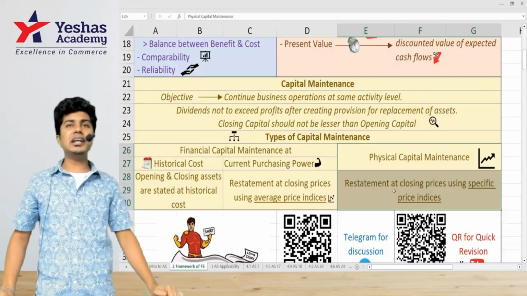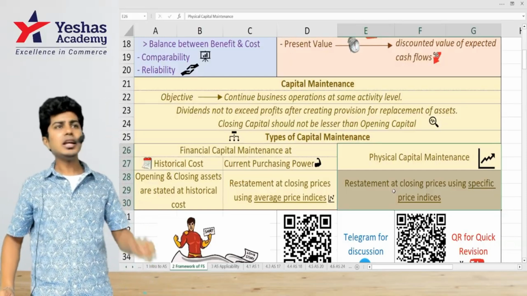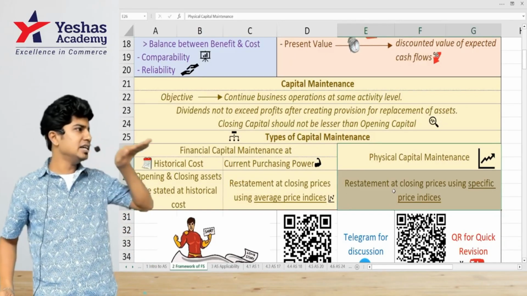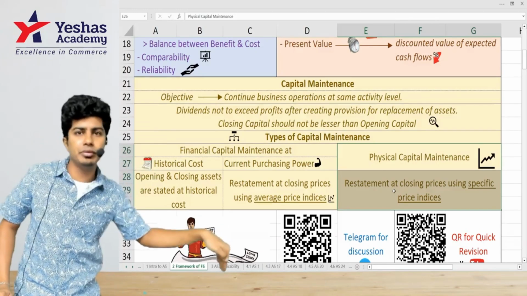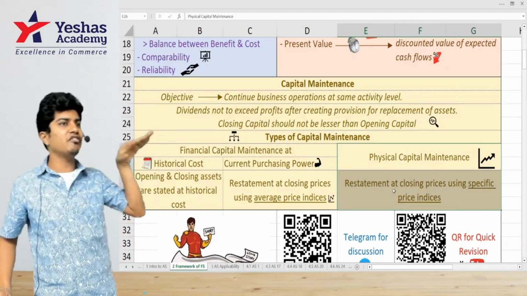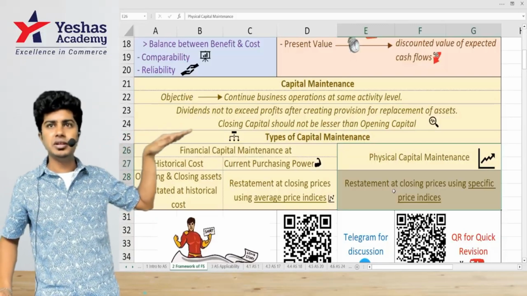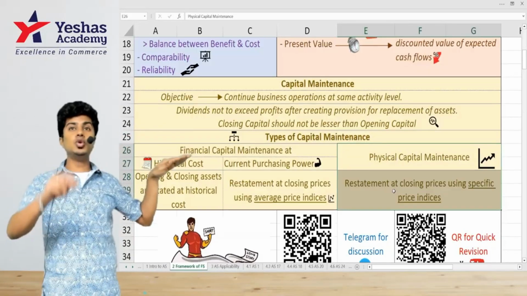You tell me, capital maintenance is done why? To ensure that the business runs at the same level. If not at a higher level, at least at the same level. It cannot go down. It should not go down. It should defy gravity. It should maintain that level. You got it?